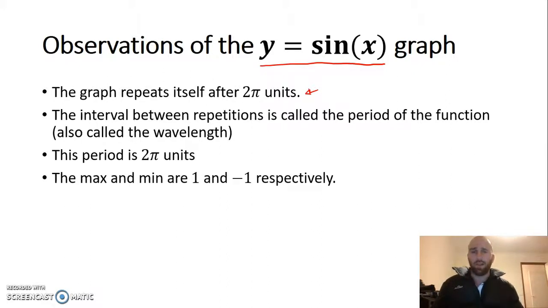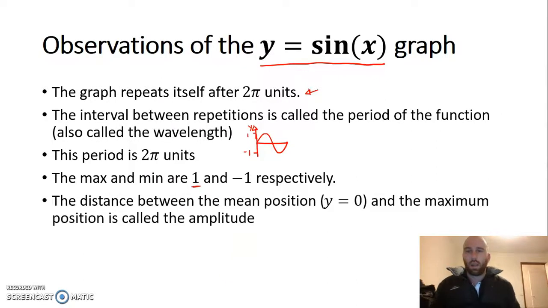The max and min are 1 and -1. Notice that the arrow I drew before was the 1. As we have our sine graph there, we go up, down, up. The max on our y is 1, and the minimum is -1, just like what I've drawn there. The distance between the mean position, in this case y equals 0, and the maximum position is called the amplitude.